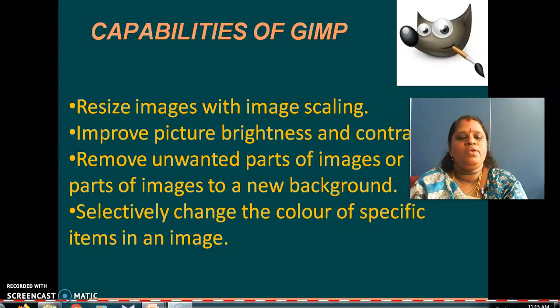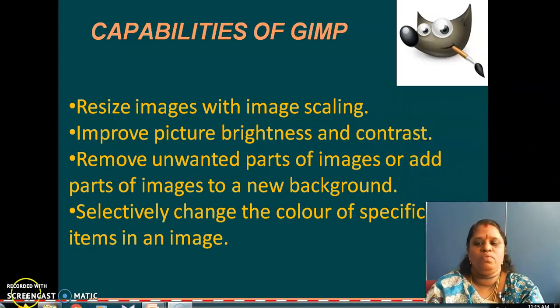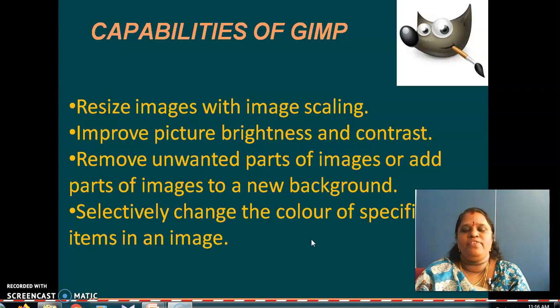And the next one is about the capabilities. The next one is about the capabilities of GIMP. What are the capabilities? What is it able to do? The first one is resizing images with image scaling. What is meant by resizing an image? You can make it into a bigger size or smaller size. Okay, resizing of image can be done. The next one is improve picture brightness and contrast. We can improve the picture, or a color contrast we can include. If it is dark, we can make it bright, and color combinations we can adjust.